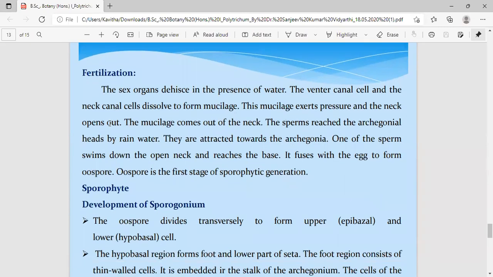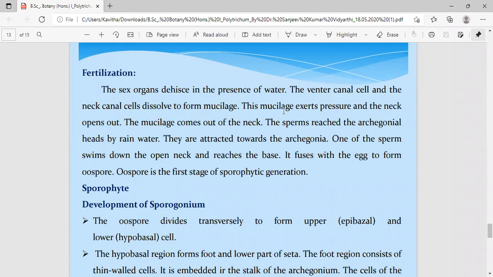Now, next we are going on to the fertilization. So what is this fertilization? When these 2 sexual organs, that is the antheridia as well as the archegonia of both the plants, get mature, from the antheridial head, from the antheridia, the anthrozoids are going to be released into the surrounding water, and in the archegonial head, in the archegonia, the venter canal cell and the neck canal cells dissolve to form the mucilage.